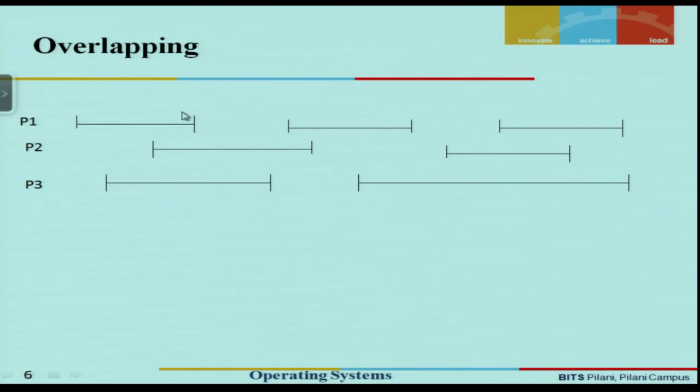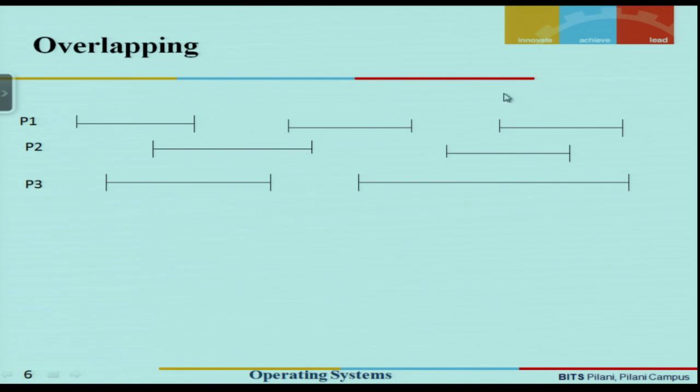So we find that at this juncture of time, at this point of time, if we try to look, we find that P1, P2, P3, all the three processes are executing. So in case of a multi-processing system, we would find that simultaneously multiple processors would be executing. So the execution of the processes is overlapping.